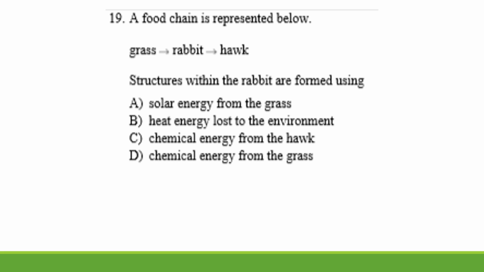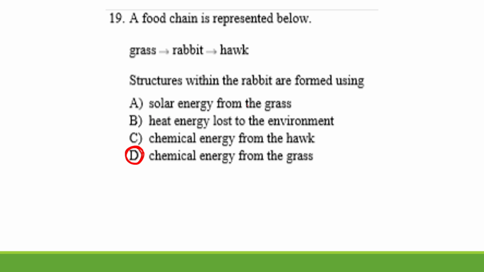Alright, a food chain is represented below. Grass eaten by rabbit, rabbit eaten by hawk. Structures within the rabbit are formed using chemical energy from the grass. The rabbit eats the grass and takes energy from the grass.